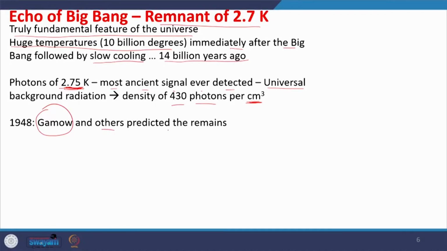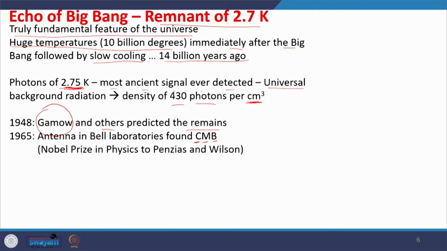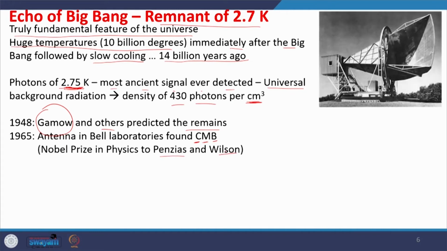Not only Gamow, some others also predicted the remains of this radiation. And the antenna in Bell Laboratories found this cosmic microwave background, because it is in the region of microwaves, because of which the Nobel Prize in Physics was awarded to Penzias and Wilson. This was the facility, a beautiful photograph, using this antenna the detection of 2.75 kelvins was done. And this pervades the whole universe, and this provides strong supporting evidence for the Big Bang.